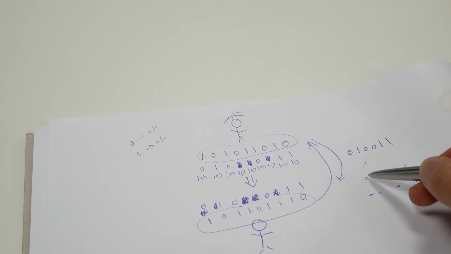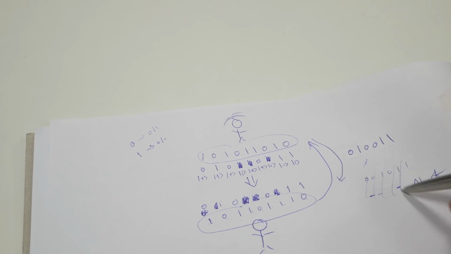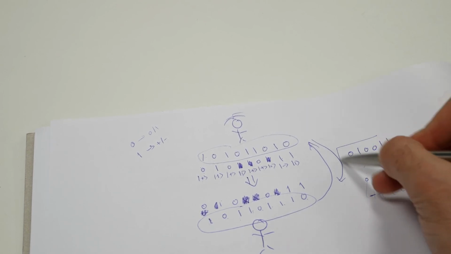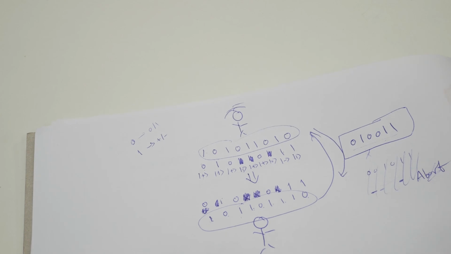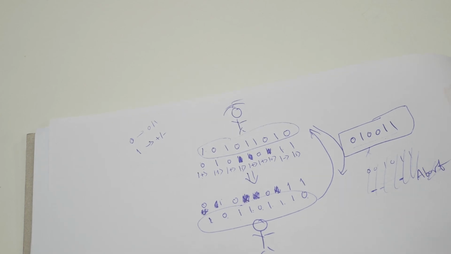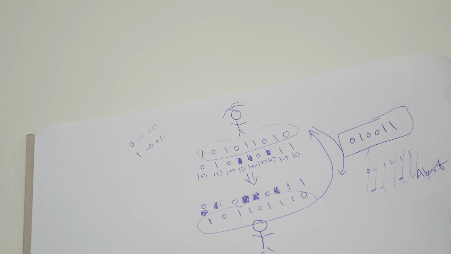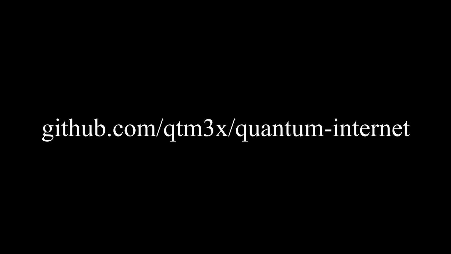Now, assuming that there was no eavesdropper, so Alice and Bob received the same string here. This is their secret key. That's how the BB84 key protocol works.